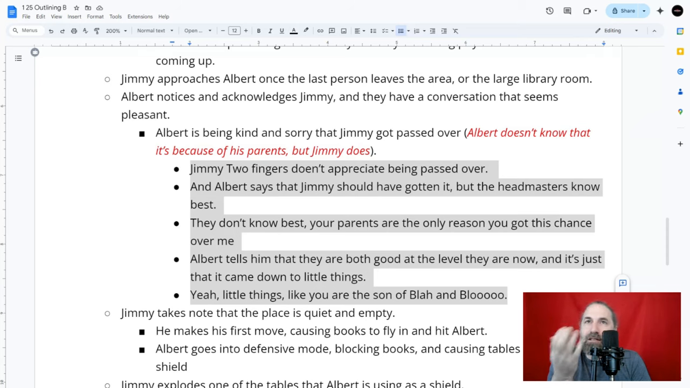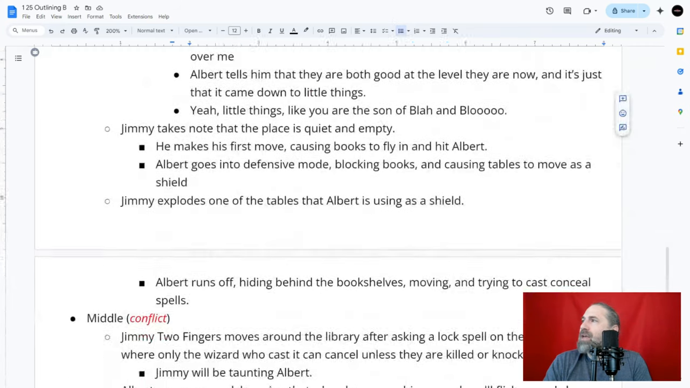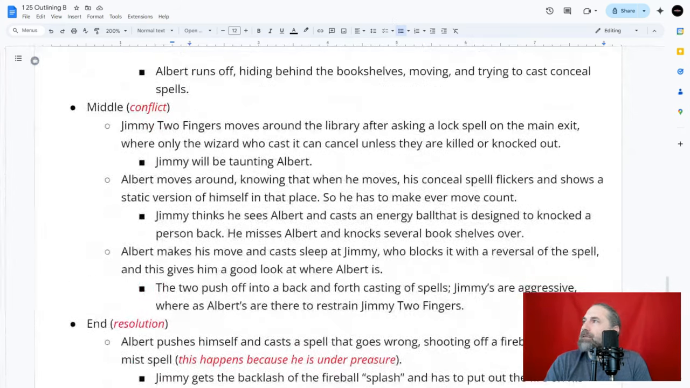And then obviously Jimmy's like, they don't know best. Your parents are the only reason you got this chance over me. And then Albert's just like, yeah, but we're both very good at the level we are at. It's just that it came down to little things. And he's like, no, the little things, you're the son of blah and blah. Okay. And then maybe I would have conversation in here too. Like, so, let's see. Jimmy. So, the taunting.